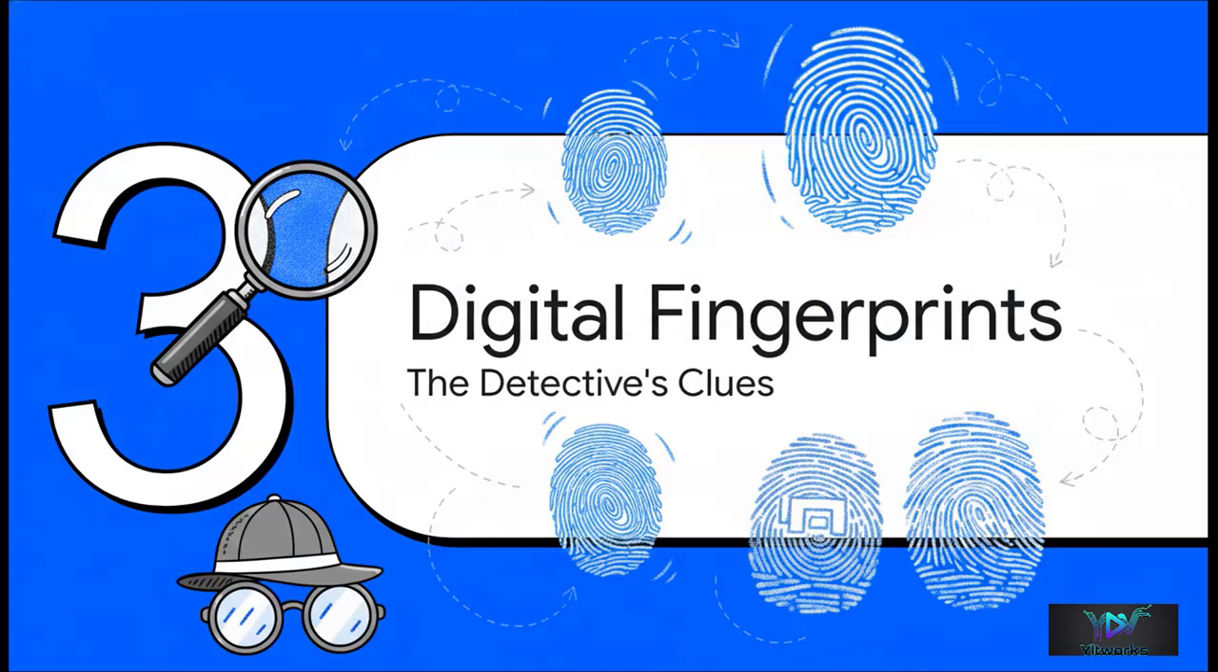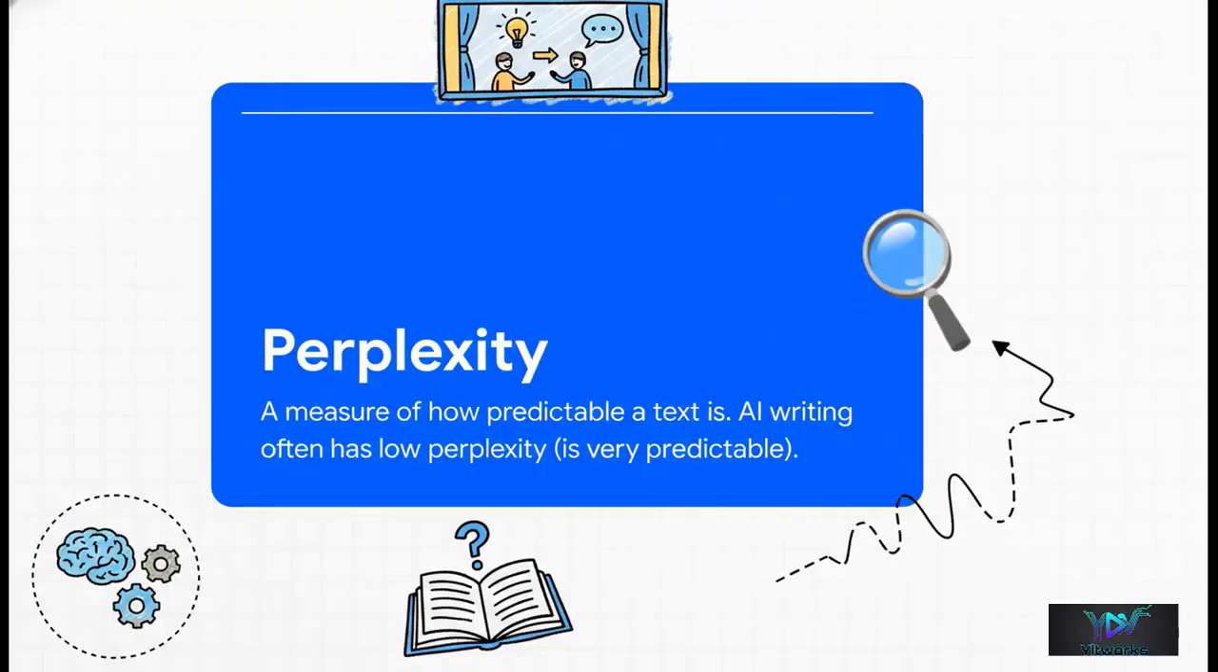So, if it's all about style, how do these detectors actually spot a robot? Well, they're trained to hunt for two main clues. You can think of them like digital fingerprints. You know, the little traces the robot leaves behind at the scene of the crime.